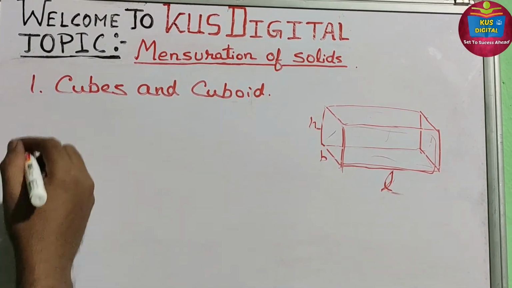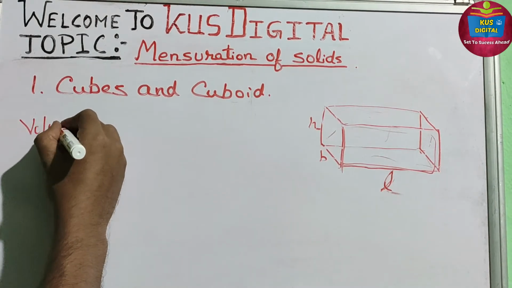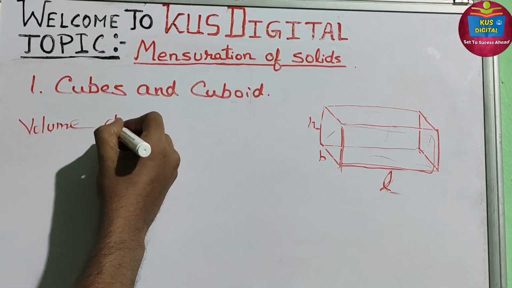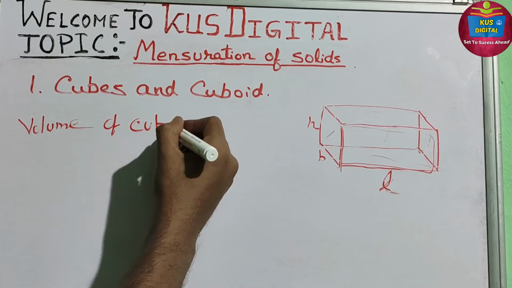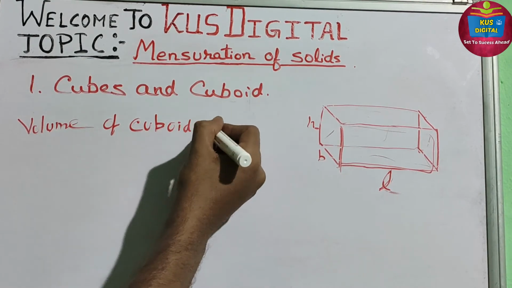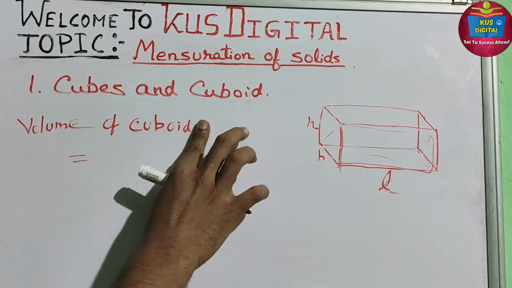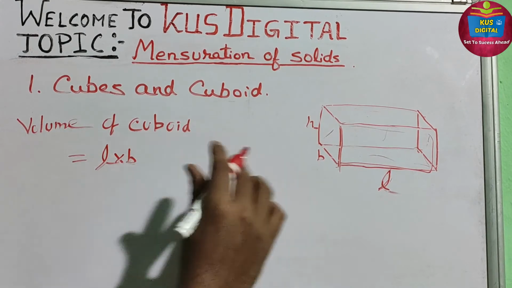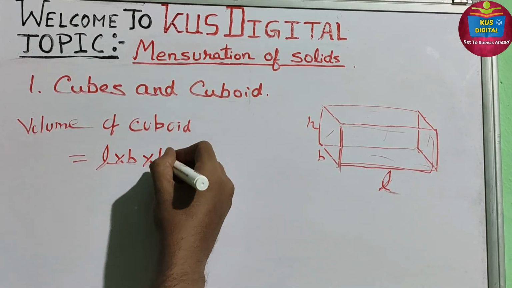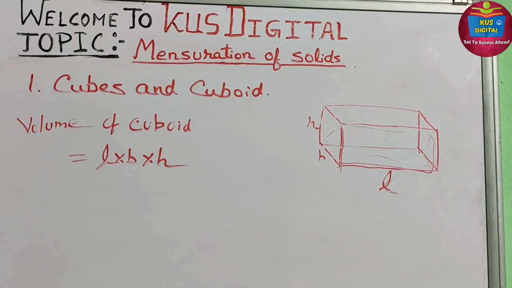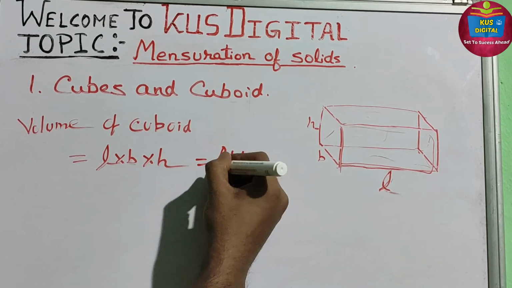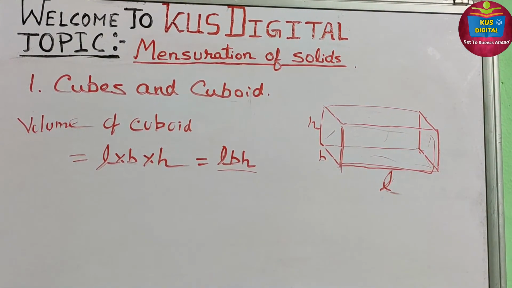So volume of cuboid will be, volume of cuboid equals to what? It will be the length into breadth. This is the surface area, and when we multiply with height we will get the total volume. So length into breadth into height, this is the volume. Multiply each of length, breadth and height, we will get the volume of a cuboid.